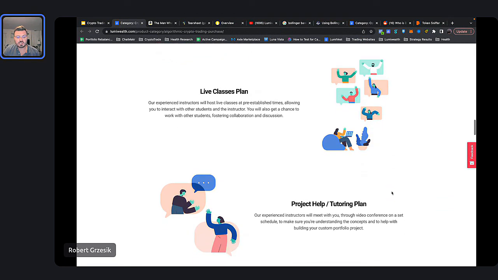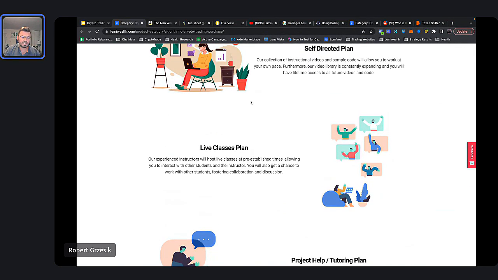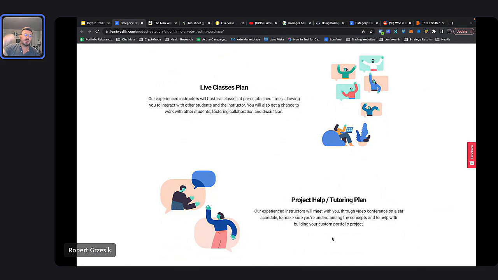Then we also have a project help and tutoring plan, which again, they all stack on top of each other. So everything that was in the self-directed was in the live classes, plus you get the live classes. You also get a little bit more support. But then the project help tutoring takes that and adds on even more. Specifically, you'll get a lot of one-on-one help. So as much help as you really need. We say 10 hours, but I'll spend as much time with you as necessary to make sure that you get the results that you want, build the algorithms that you want.